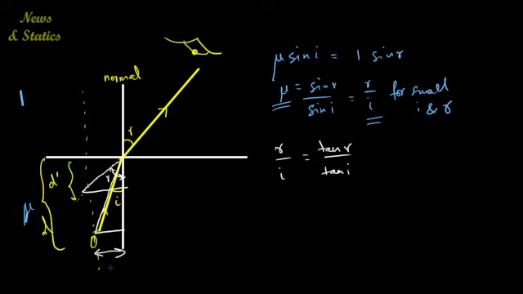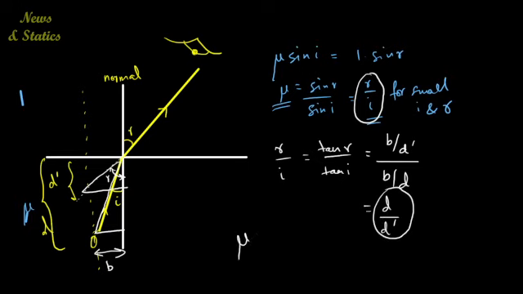Now I know that this distance B is constant for both, so tan R by tan I will be equal to, considering this figure, B upon d dash divided by B upon d, and that will be equal to d upon d dash. So this R upon I, which was the refractive index, is actually d upon d dash. So mu is equal to the real depth upon the apparent depth, and this is a very important concept which is only true so long as I and R are small, that is, the observer is close to the normal.